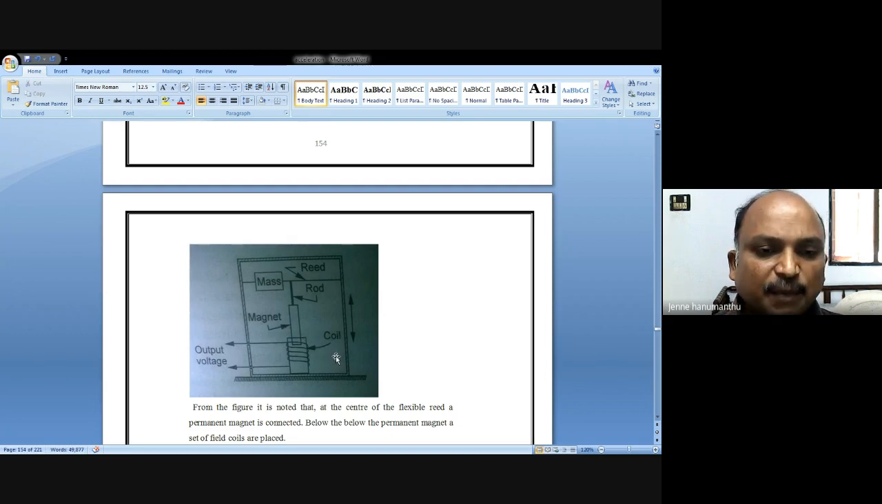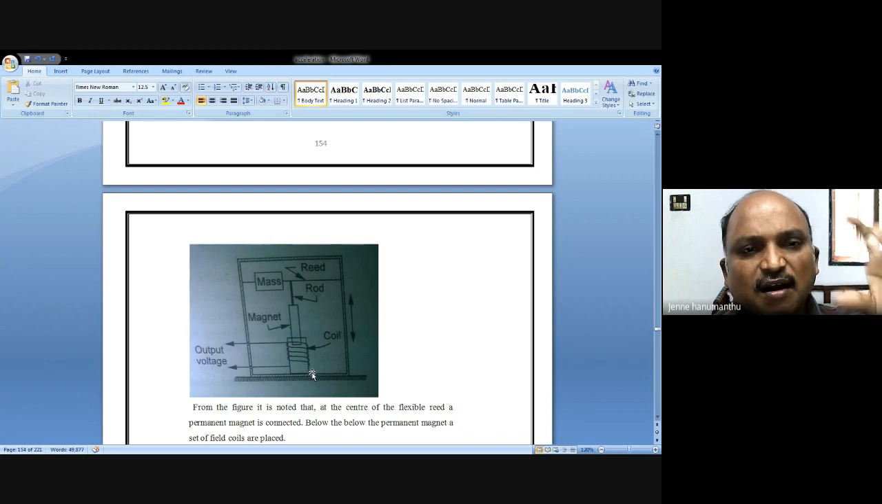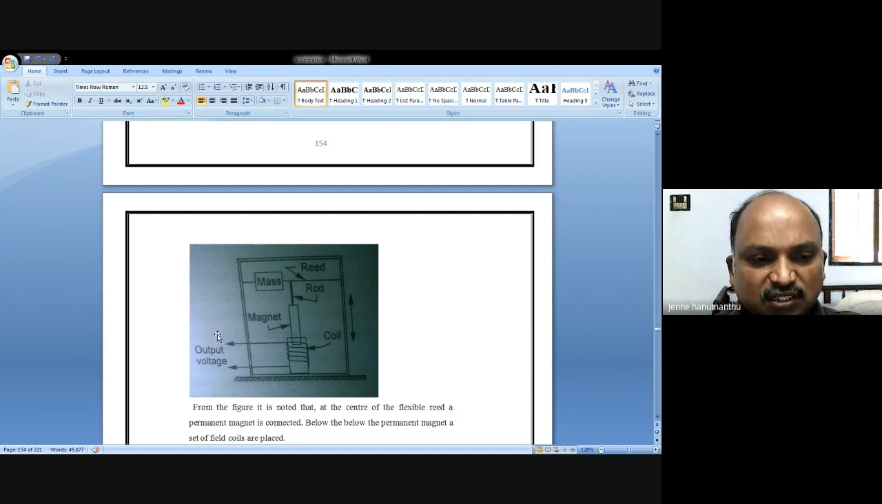If you apply any vibrations or accelerations, this rod magnet will move like this. It will experience some acceleration. When the magnet moves inside this coil, the electrical parameters change: flux, reluctance, all change. When all change, it creates some voltage. That is proportional to your acceleration.